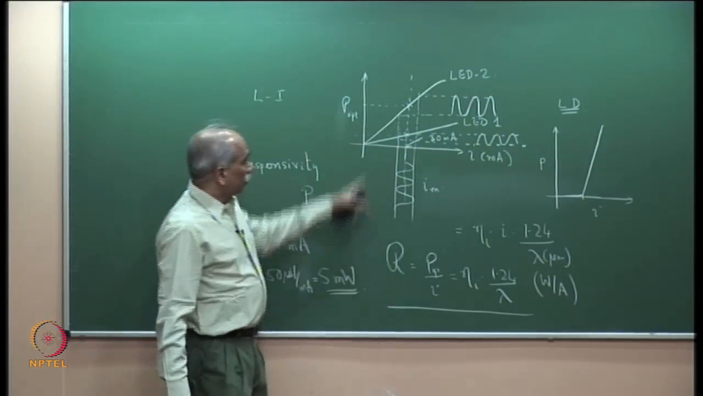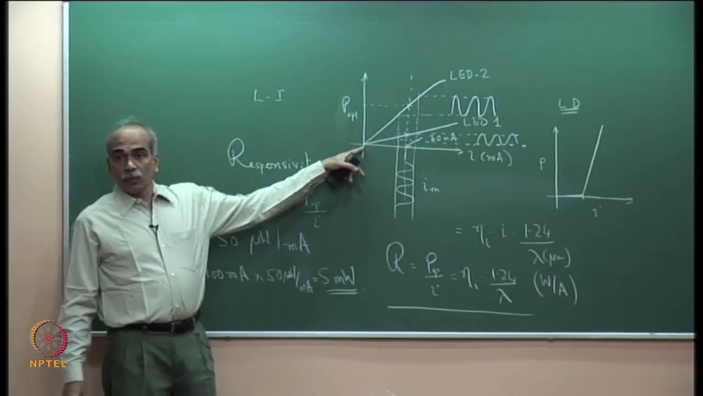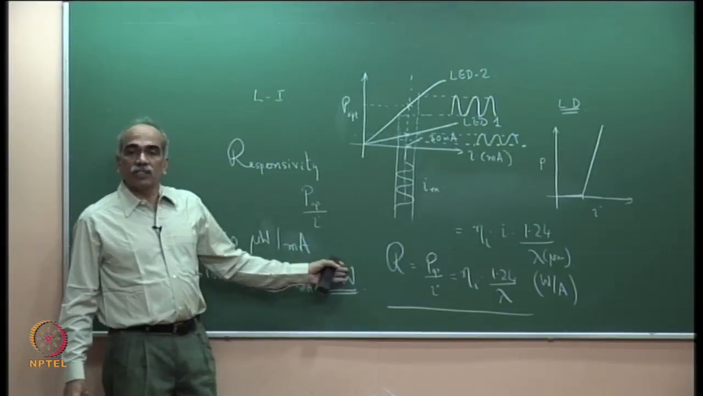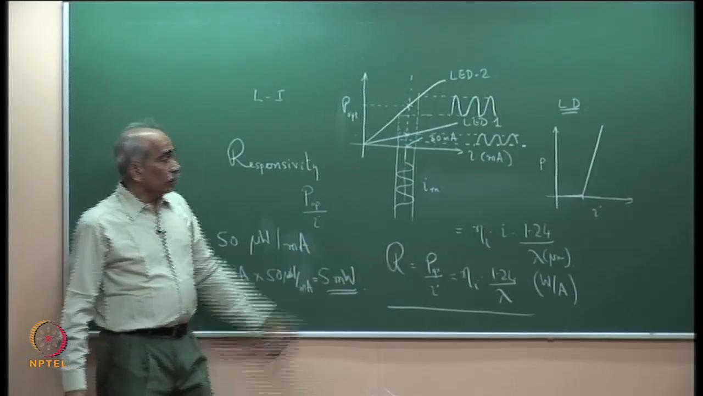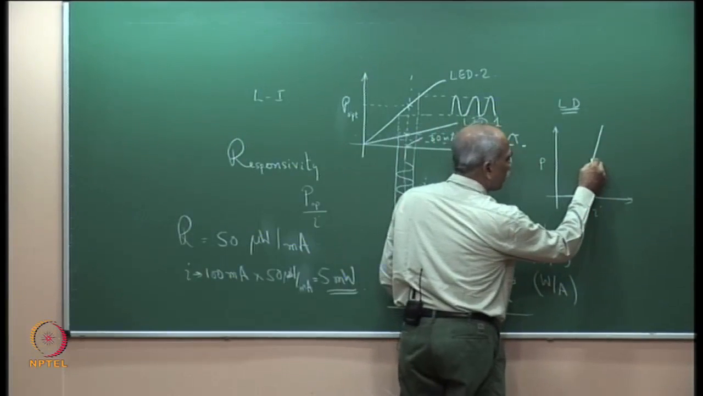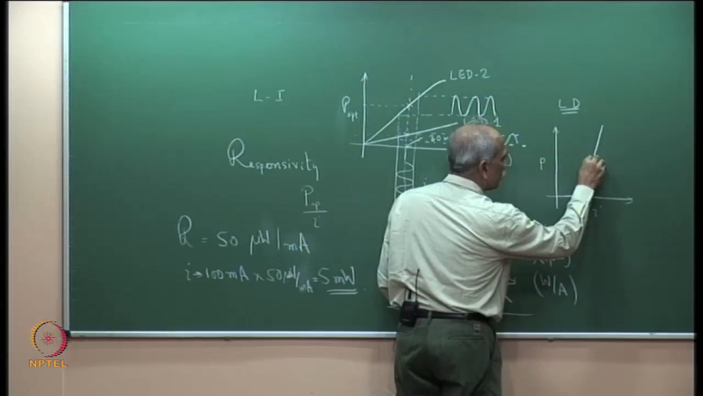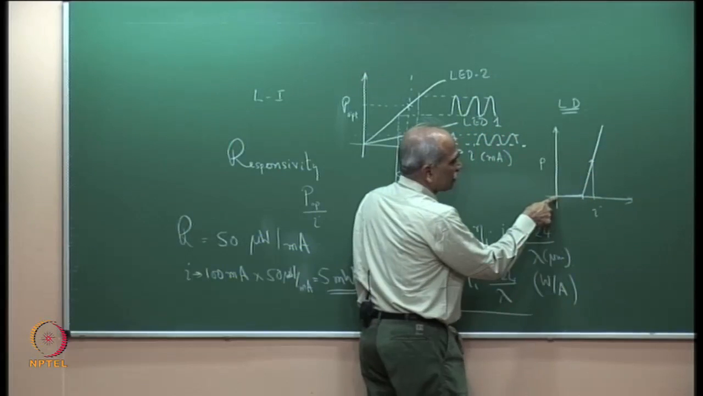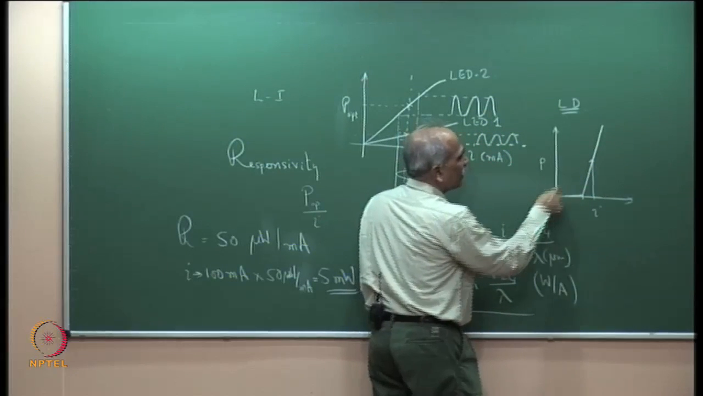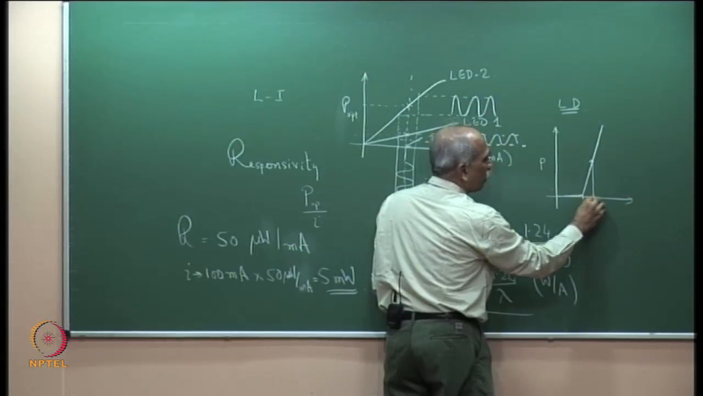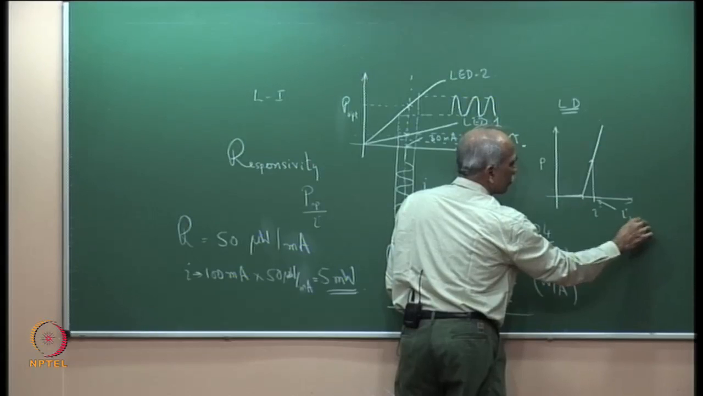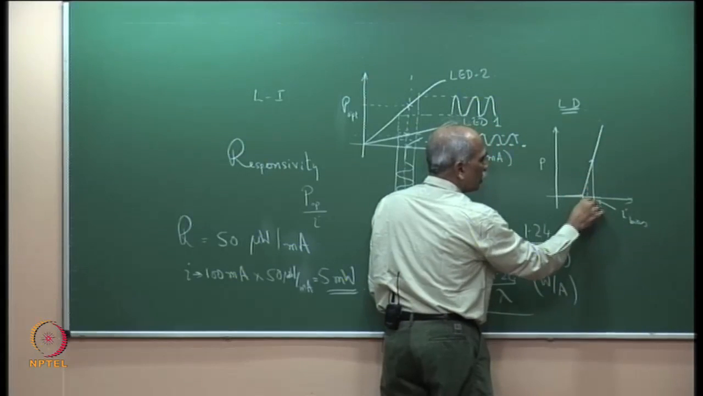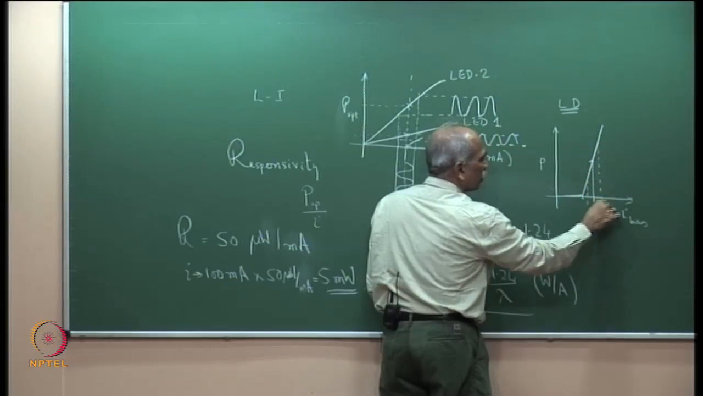In this case, here it starts from 0, therefore responsivity is sufficient to identify what kind of modulation that you get. In this case, usually one defines a differential responsivity, because the optical power is not linear from here, and therefore you bias it somewhere here. This value of current is I bias, and then you apply a modulating signal.